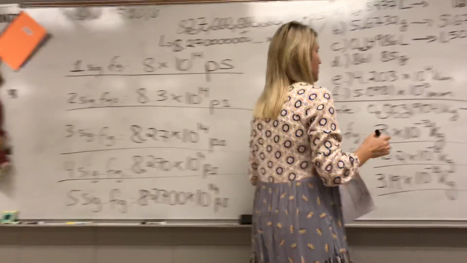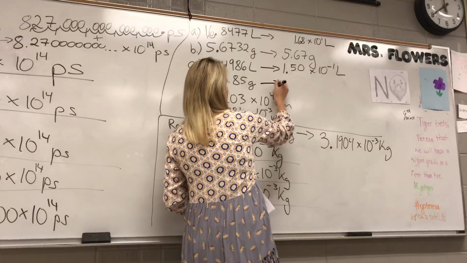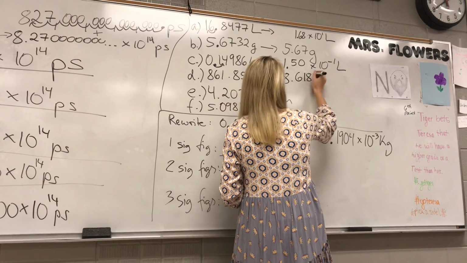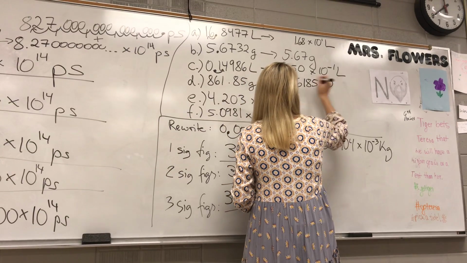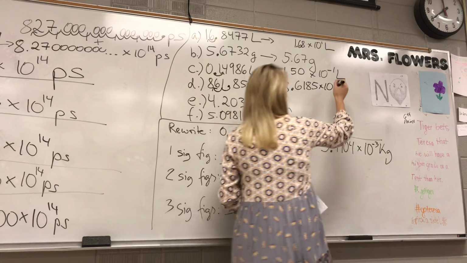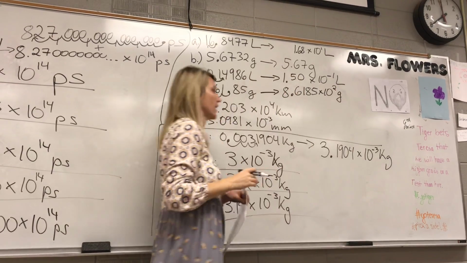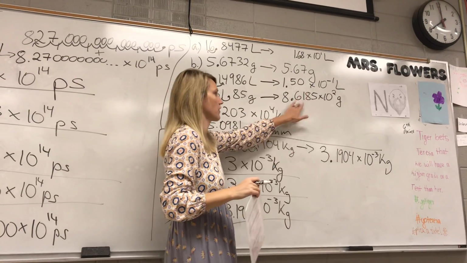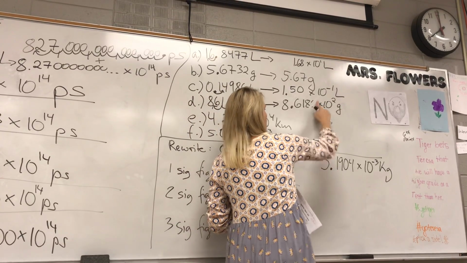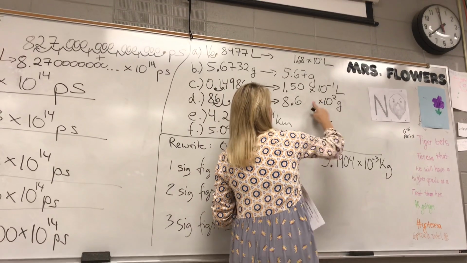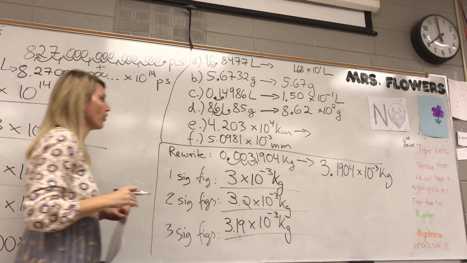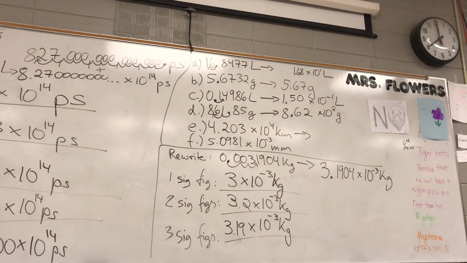All right, 861.85 grams. What is that in scientific notation? 8.6. Positive or negative? Positive. All right, so now Lachey, how can you reduce that to 3 significant figures? 8.62. Yep, you got it. Good job. All right, then, Rachel, I got 4.203 times 10 to the 4th kilometers.